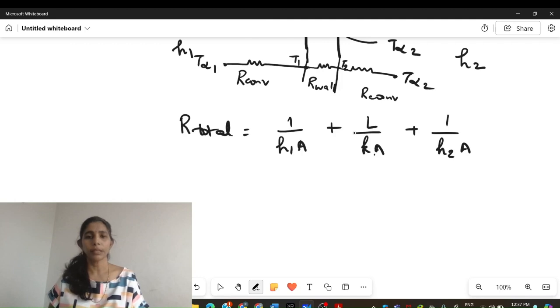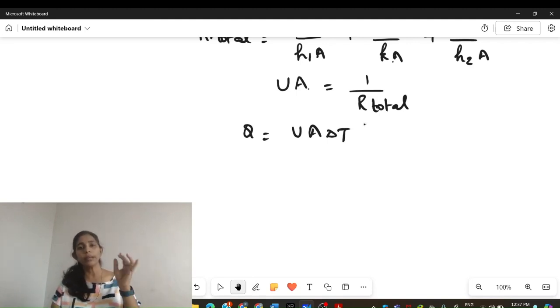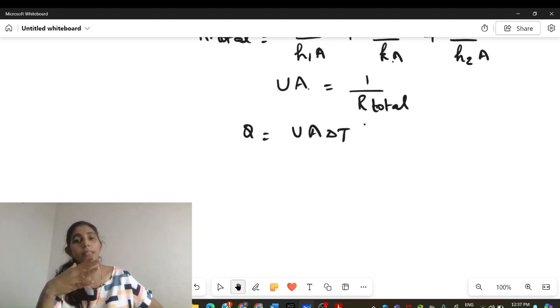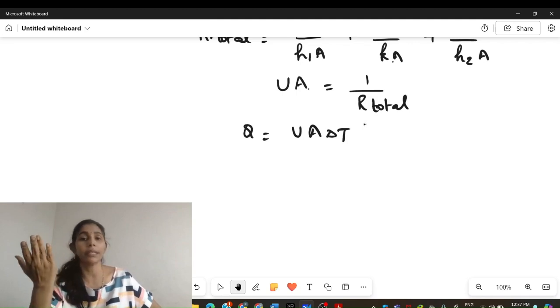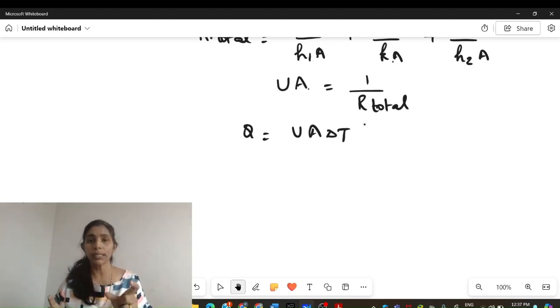of H1. Okay. Now, UA, that is overall heat transfer coefficient into A, will be equal to 1 by R total. Clear? So Q will be equal to UA into delta T. Whenever you come across circuits or networks where you have more than one resistance, that is, you have a convection resistance as well as a conduction resistance, or even in case of radiation, you have radiation resistance. So when you have too many resistances, they form a network, and you will have to calculate the total resistance and then find out the overall heat transfer coefficient, right?